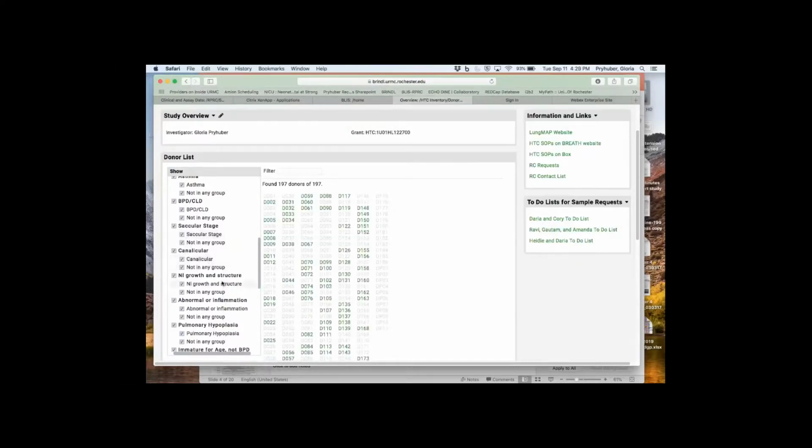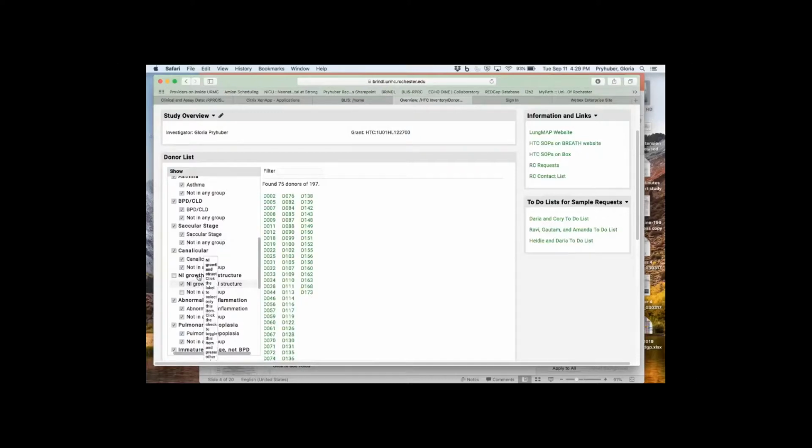So there's also a category of normal growth and structure. Sorry. Click to the left. I'm trying. Okay. So that says 75, and I'll show you where you can bring up that list of 75, and you'll see that they may be normal growth in structure, but they may have other abnormalities. So you still have to be careful when you look at these groups if you're choosing cases. I'll show you that in a second too.